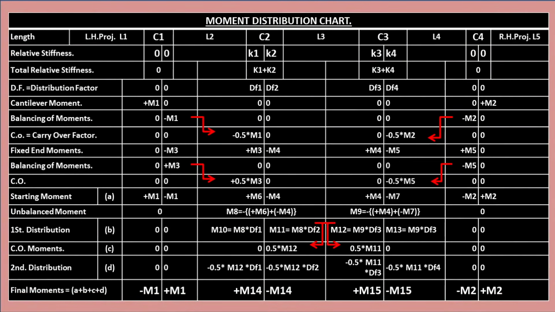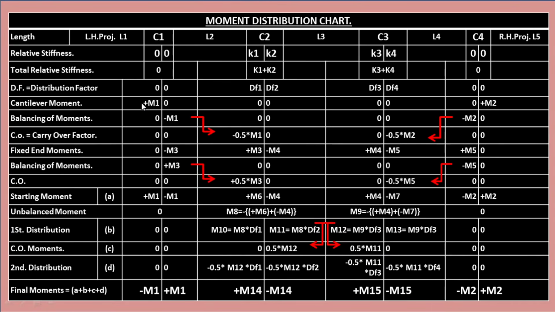Moment distribution chart. This is C1, C2, C3, C4. Relative stiffness: 0, 0, K1, K2, K3, K4, 0, 0. Total relative stiffness: K1 plus K2, K3 plus K4. Distribution factor: dF1 is K1 divided by K1 plus K2. dF2 is equal to K2 divided by K1 plus K2. Similarly, dF3, dF4.